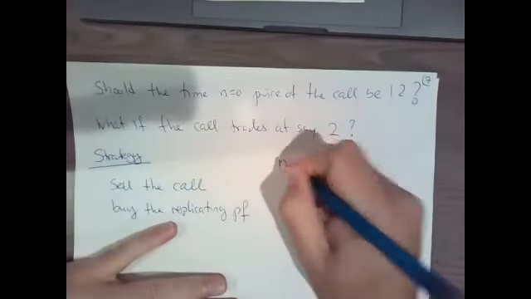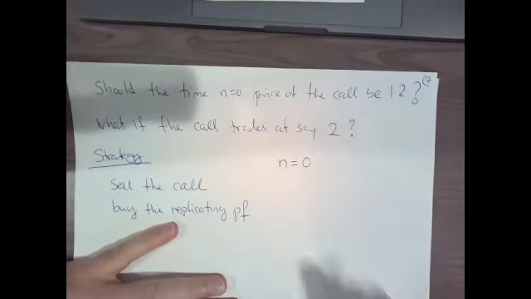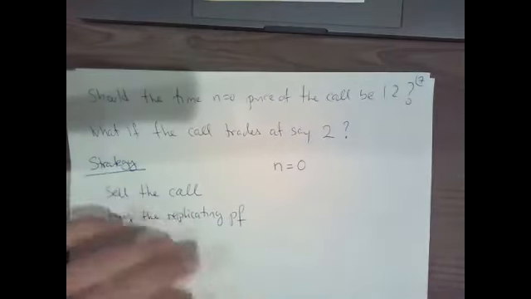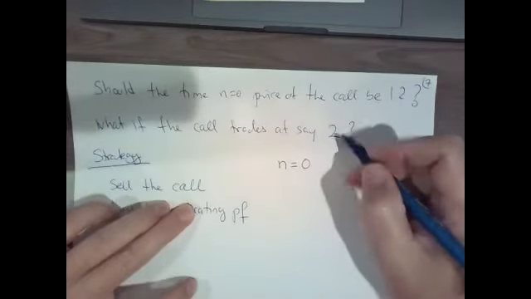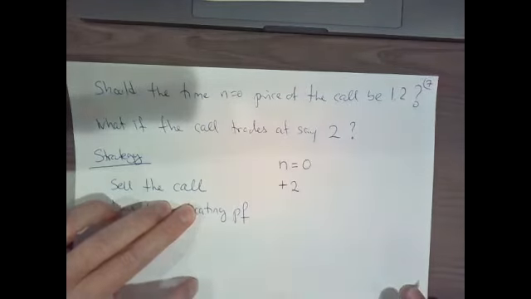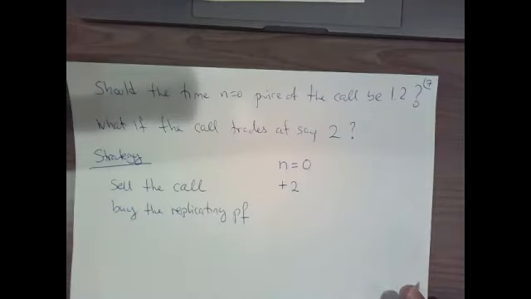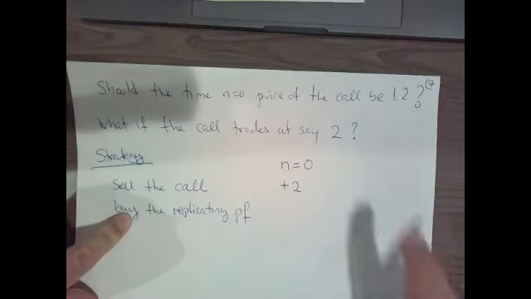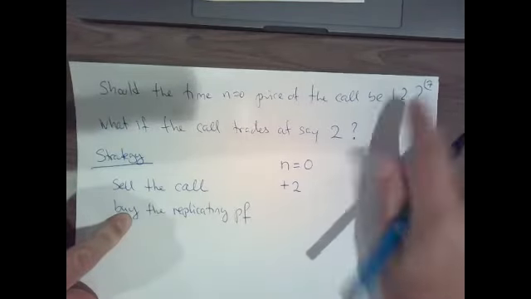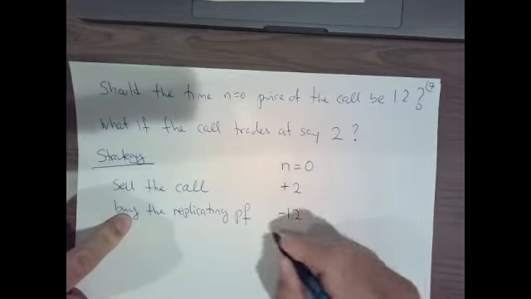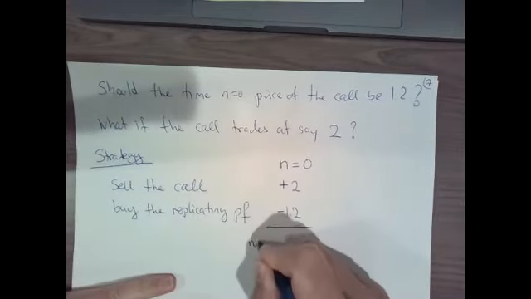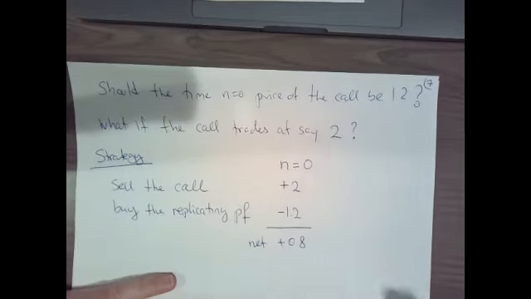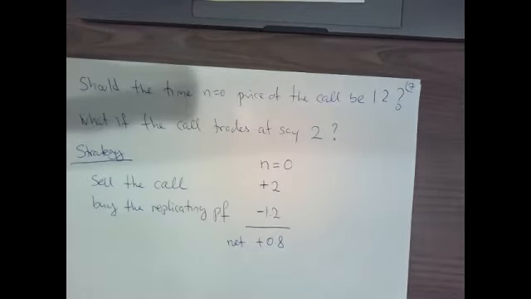Okay, so now when we're sitting here at time 0, if we sell the call, we're going to get $2. And then we're going to buy the replicating portfolio. The replicating portfolio costs 1.2, so we have to pony that up. So net, we're going to get 80 cents. This was at time 0. So now what happens when we move forward?